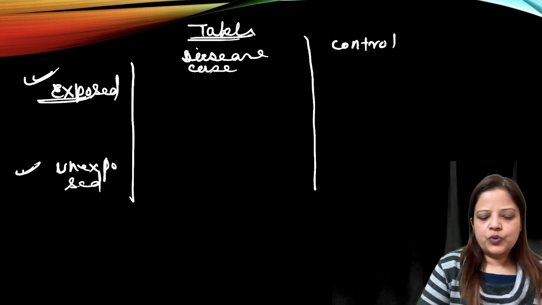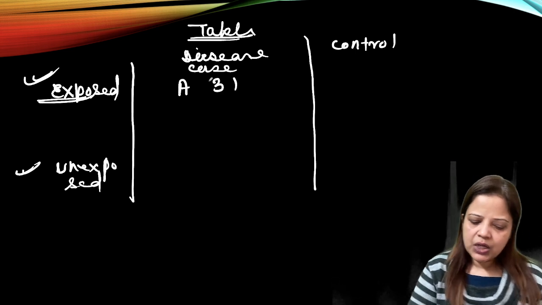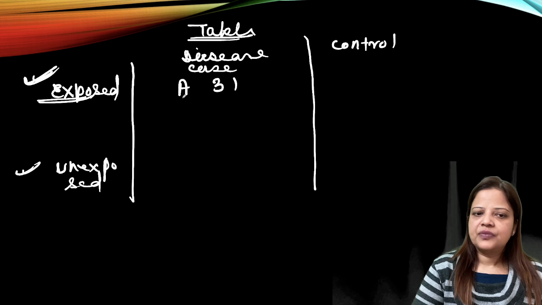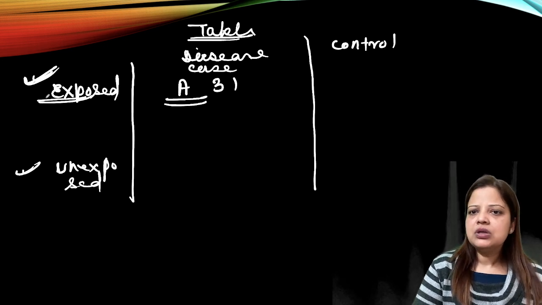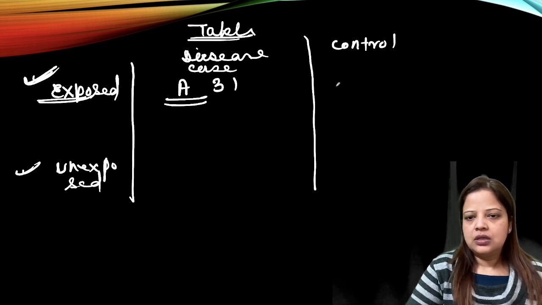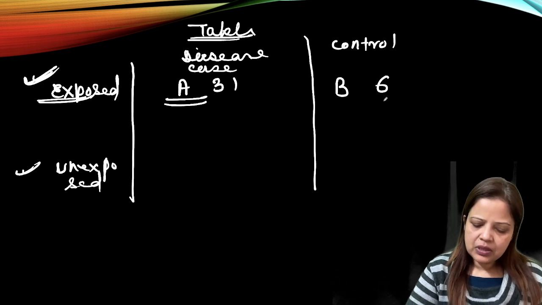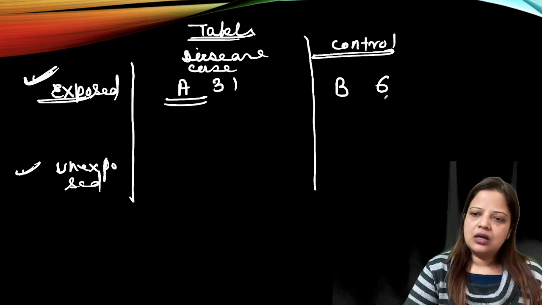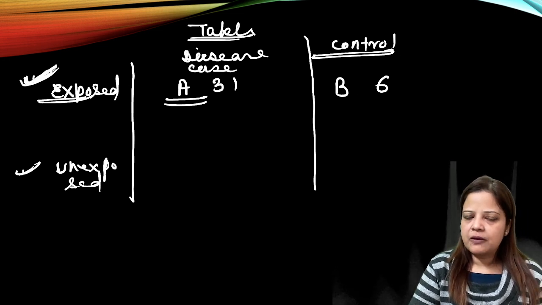Okay, now exposed. It is group A. There are 31 people who had disease and were exposed to cigarette. Now B, for example, we take 6 people. These 6 people did not have disease, because they are in control group, and they were exposed to cigarette smoking.